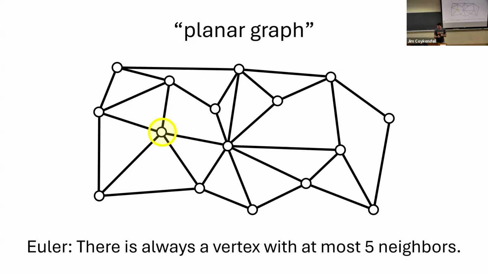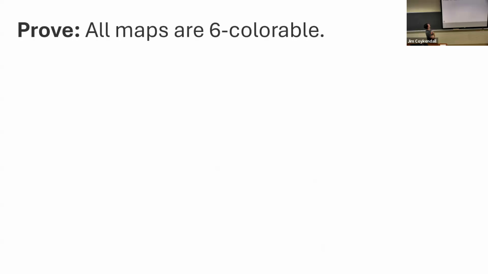So let's prove the 6 color theorem. Okay, the claim is that all maps are 6 colorable, meaning that it's enough to use 6 colors to color the regions so that wherever there's a boundary, you have different colors. Okay, and the proof is by induction.